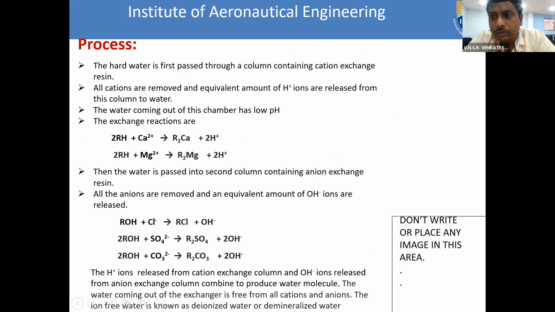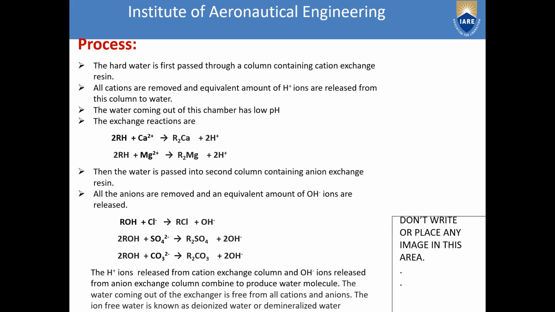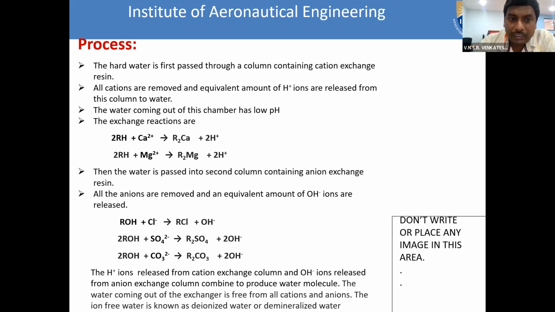Okay, ma? So first we pass that sample of the hard water into the cation exchange resin. That means all the cations are removed and an equivalent amount of H plus ions are released from this column to the water. After that, what happens? The water coming out from the chamber is at low pH, because of the exchange of the H plus ions with the cationic hardness. So because of the presence of the H plus ions, the water has a low pH, and now we see what the process is.